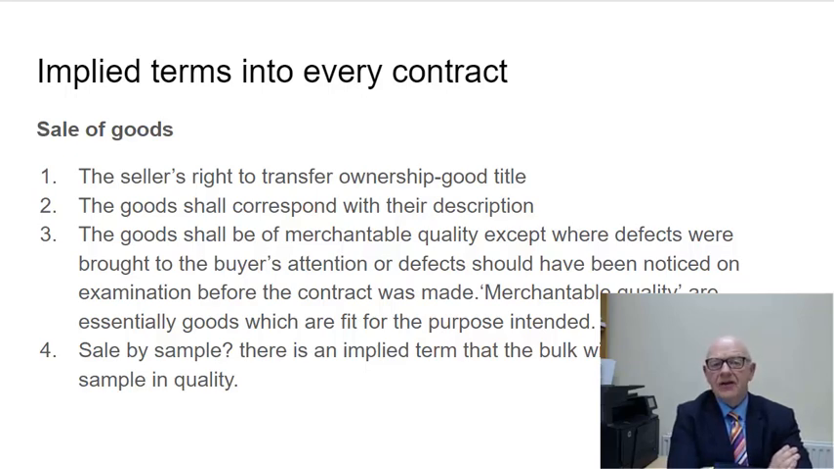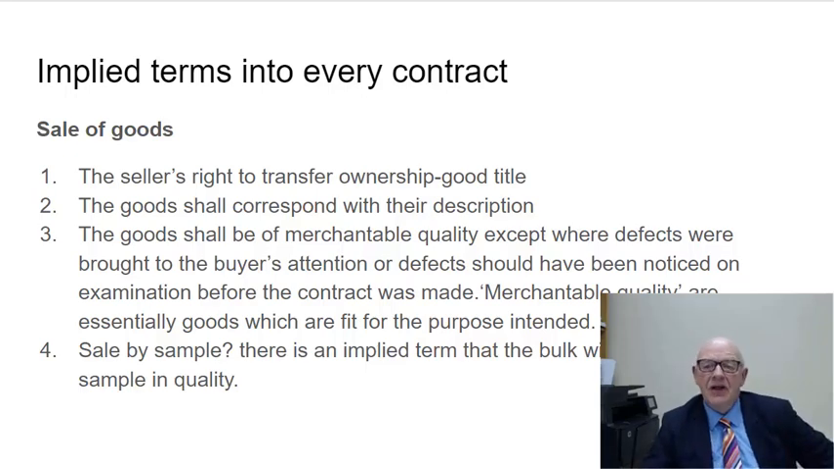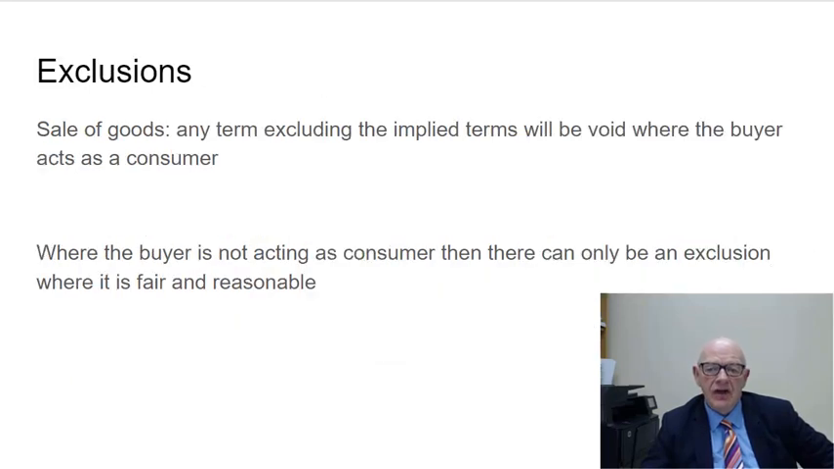The fourth implied term into every contract with regard to the sale of goods is that if there's a sale by sample, there's an implied term that the bulk will correspond with the sample in respect of quality.